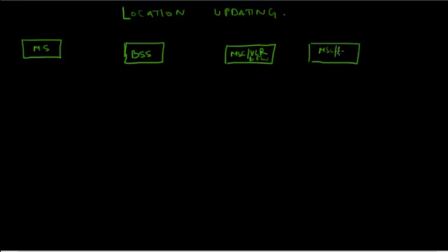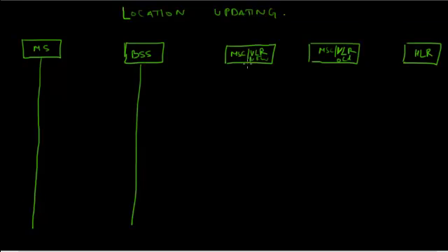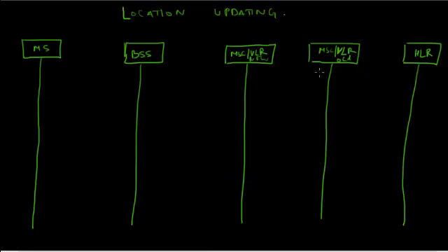So the MSC VLR old, and this is the HLR of the subscriber, the home location register of the subscriber, where the subscriber is subscribed, where its information is stored for the first time when its mobile is switched on. So let's see the message flow, including the channels which are used for this discussion.